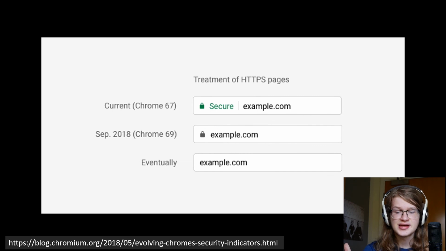It's been doing this slowly, first by removing the explicit green secure text, then marking unencrypted sites red, then making the green padlock gray, and eventually removing it altogether, finally marking the era of HTTPS by default. But let's be honest, how many of us check that padlock before typing in our passwords? Not that many.